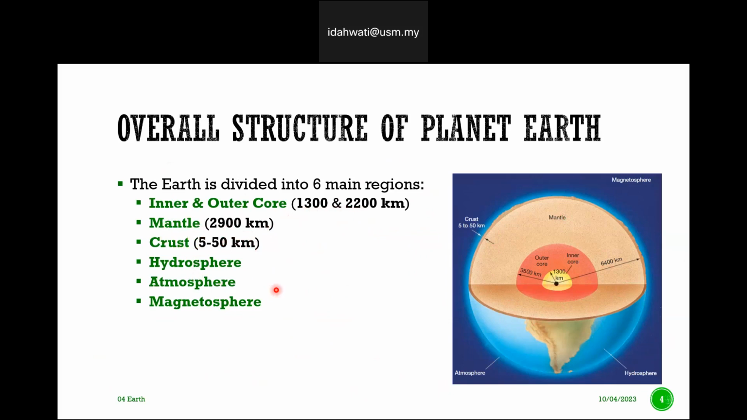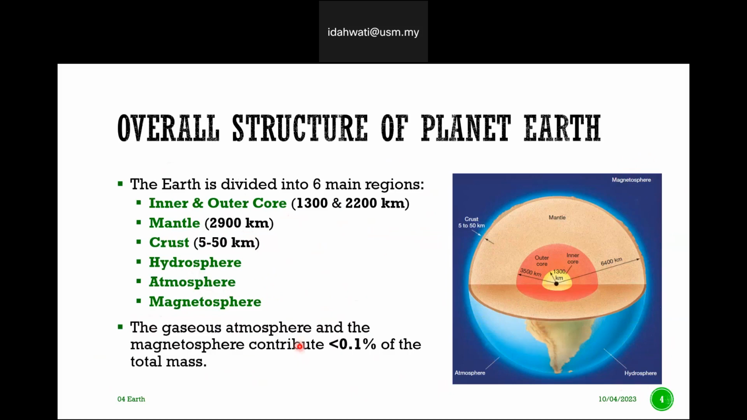The hydrosphere contains 70% water. Then the atmospheric layer, and lastly we have the magnetosphere. The gaseous atmosphere and magnetosphere contribute less than 0.1% of the total mass.